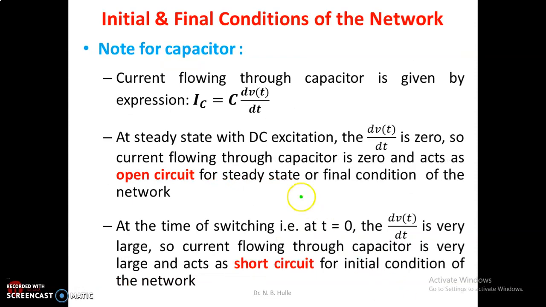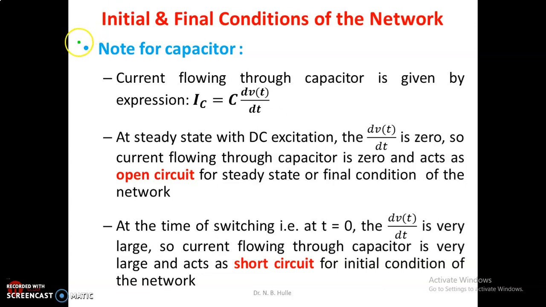Now, the current flowing through the capacitor is given by the expression iC equal to C dv/dt. Whenever the current flowing through any circuit is a maximum, it acts as a short circuit, and whenever the current flowing through any circuit is 0, then it acts as an open circuit.